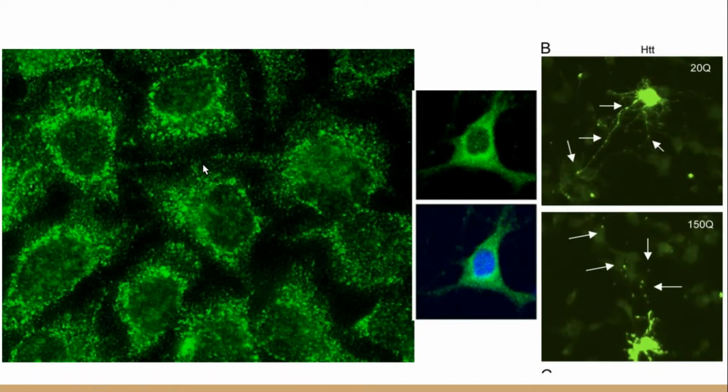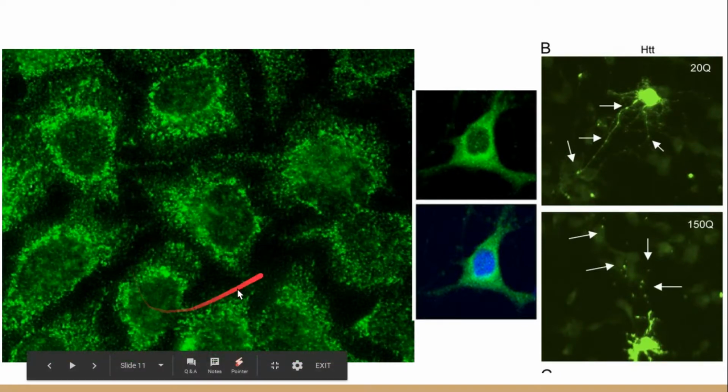There are probably hundreds of theories and ideas put forth that claim to have found the toxicity of Huntingtin, but no one knows for sure what it is. Anyways, let's look at what we do know about Huntingtin. First of all, it stains diffusely throughout the cell. It's primarily in the cytoplasm.